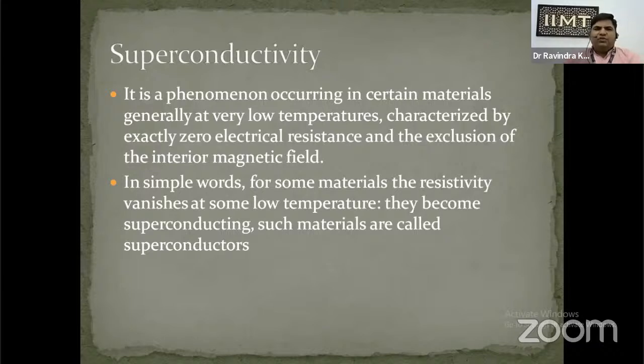Second point is the exclusion of interior magnetic field. Means the electric magnetic field will not move inside this superconducting material. Now we are going to say it in simple words. For some materials, the resistivity vanishes at low temperature, and they become superconducting, and such materials are called superconductors.